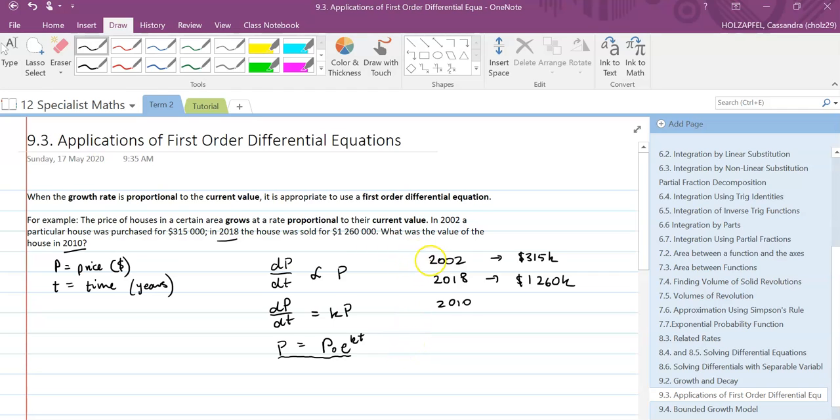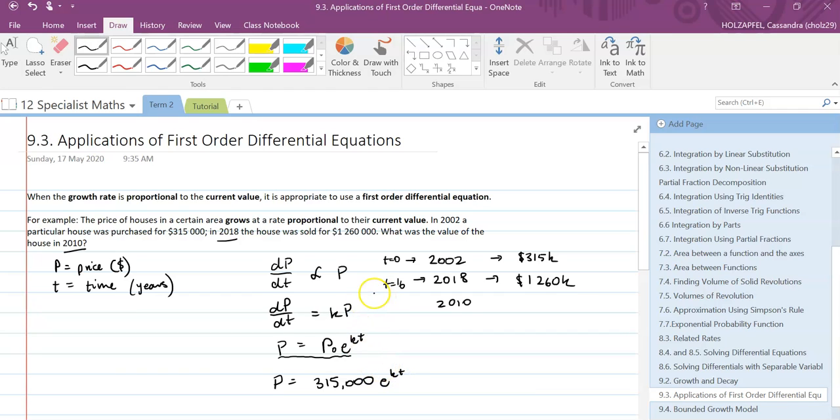Okay, so let's define 2002 as our time 0, so when t is equal to 0, and therefore 2018 is going to be when t is equal to 16. So we can substitute these values in. We know that when t is equal to 0, this is going to be e to the power of 0, so therefore P naught is going to be equal to 315k. So P is equal to 315,000 times e to the power of kt.